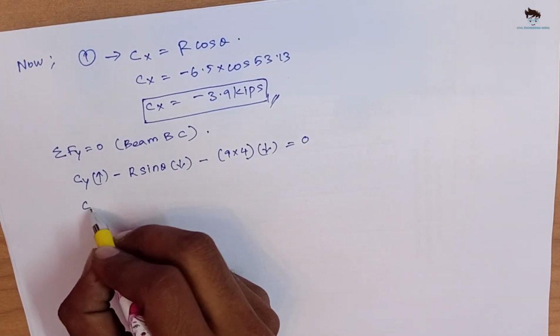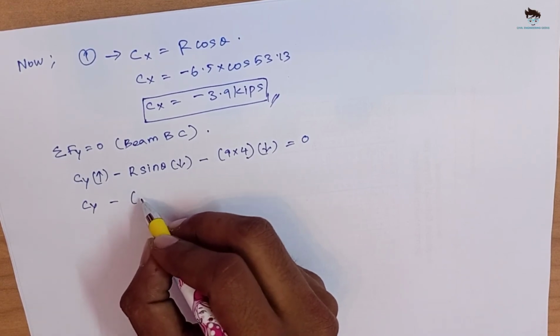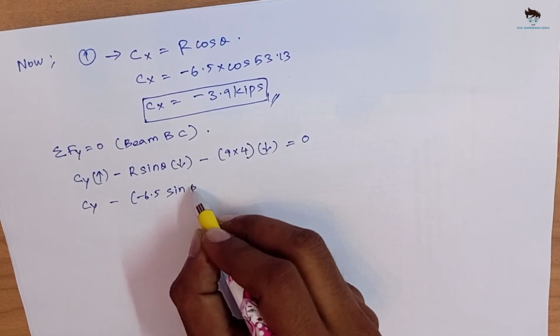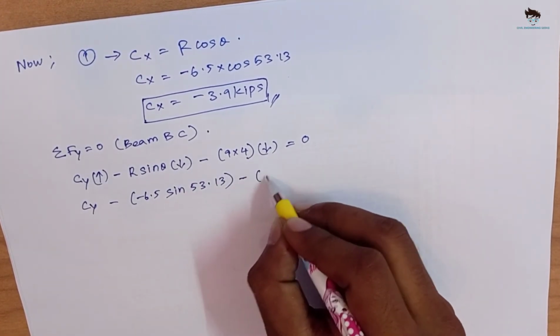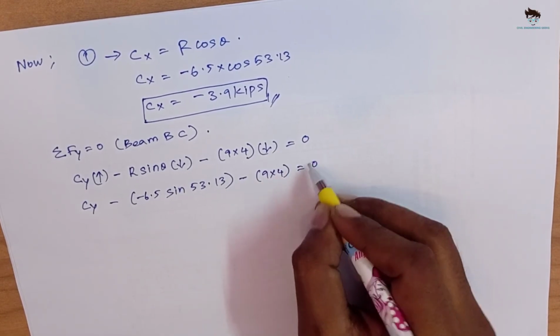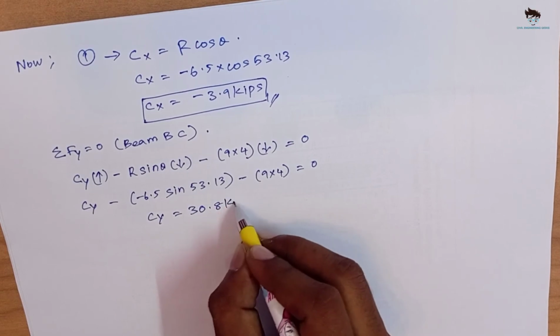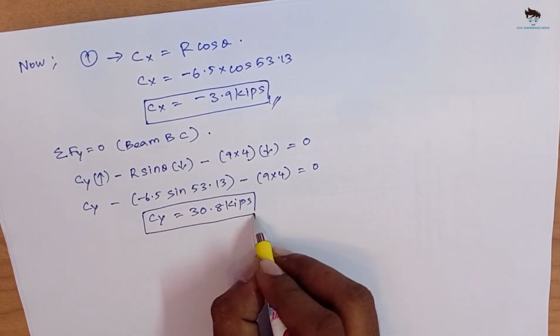From which, we can substitute the value of R, that we have found already, and get the value for reaction Cy, which is equal to 30.8 kips. Since the answer is in positive value, the assumed direction of the reaction Cy is correct.